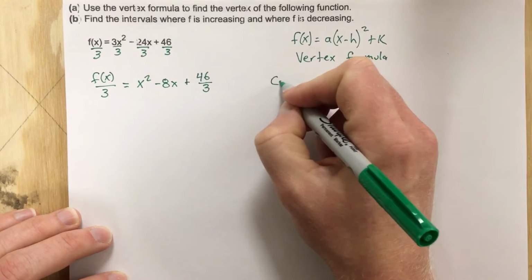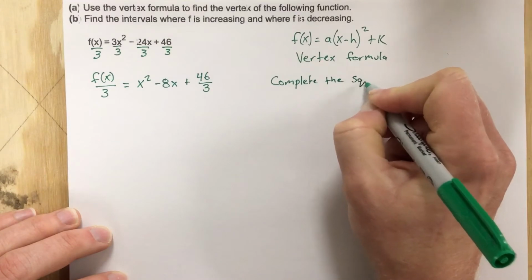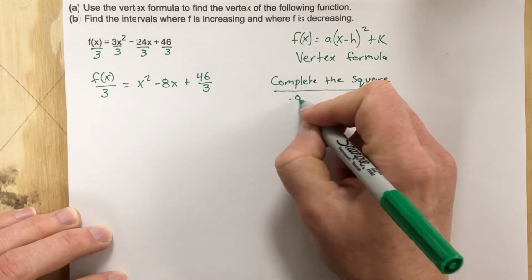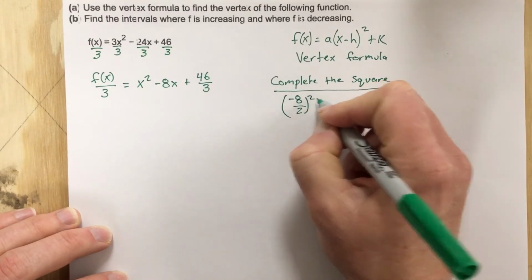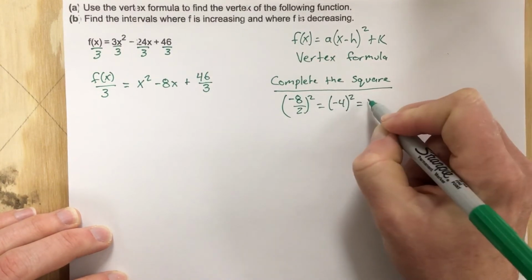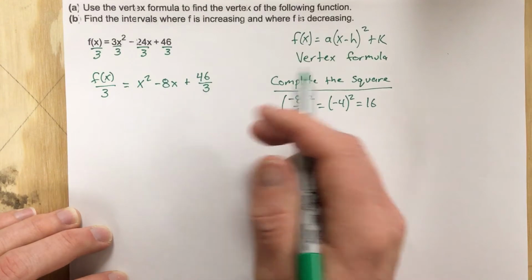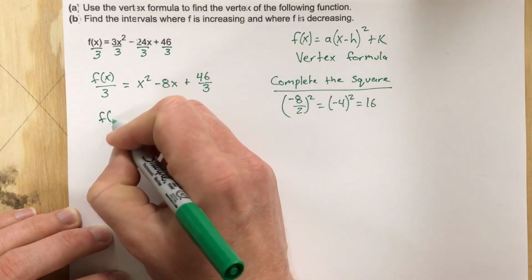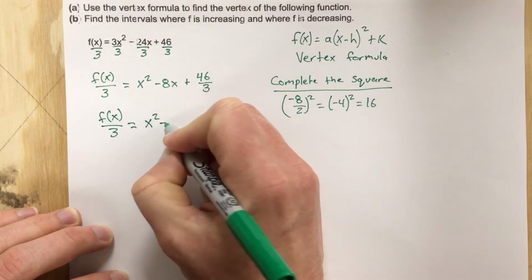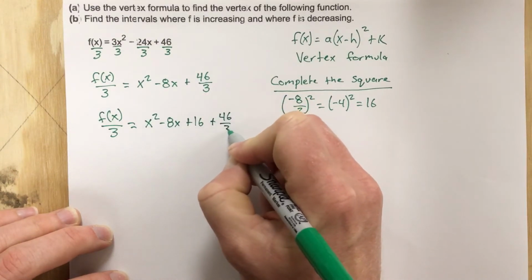And now I'm going to complete the square. When we complete the square, the first thing we do is take the middle term, which is negative 8, divide it by 2, and then square it. So negative 8 divided by 2 squared, that's negative 4 squared, which is 16. That's what I'm going to add to the right side, and I'm also going to subtract it so I don't actually change the equation. So f of x over 3 equals x squared minus 8x plus 16 plus 46 over 3 minus 16.